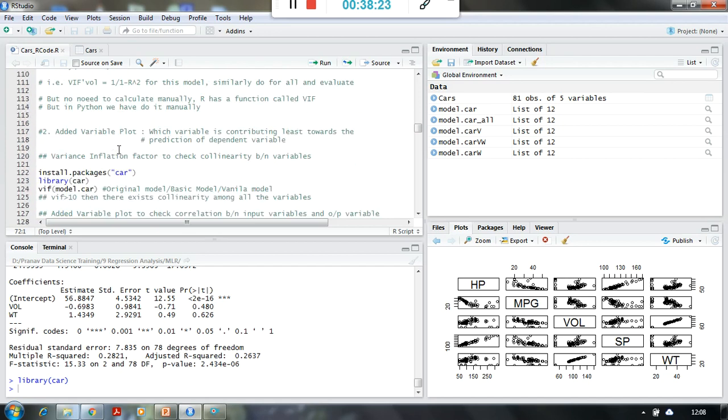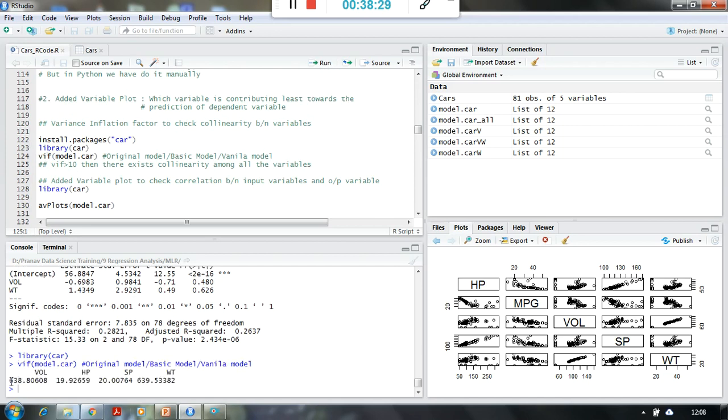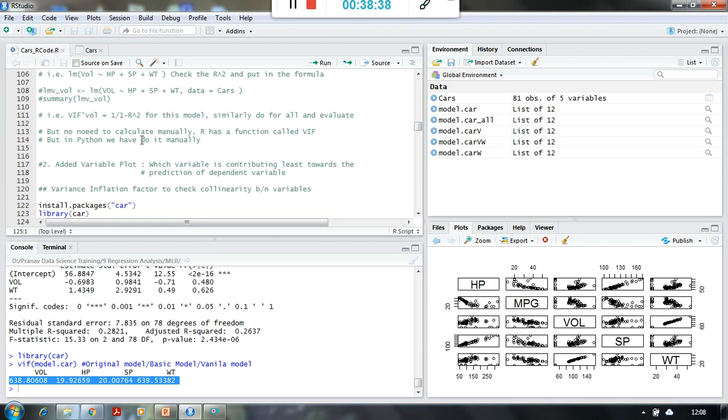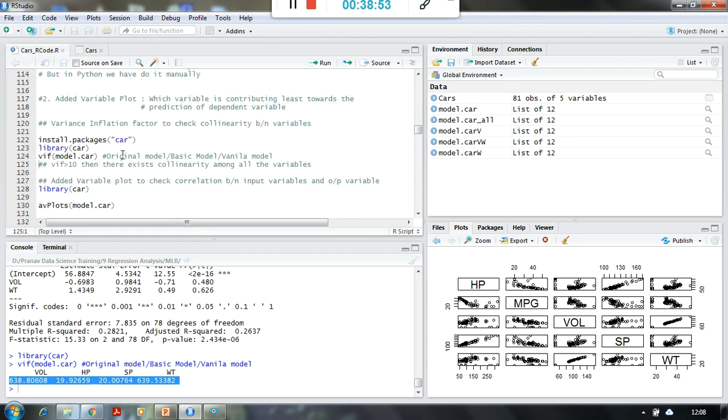This main model I am going to pass on to the VIF function, and what I am going to get is the VIF values for all the 4 input variables. Now here one condition is there: my VIF value has to be less than 10. If it is less than 10, then I can say that that variable is contributing towards the prediction of MPG in a very good manner. If VIF is greater than 10, then we say there exists a collinearity among the variables.